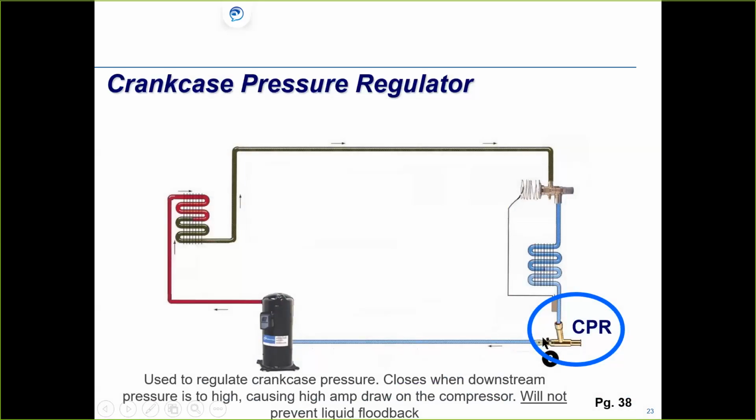So in this case, it's the crankcase pressure regulator, and it's used to regulate the crankcase pressure. It closes when downstream pressure is too high, causing high amp draw on the compressor. It will not prevent liquid floodback, however, okay? This is outlet pressure. When we were talking about the EPR, that was our inlet pressure. This controls the pressure downstream if it gets too high.